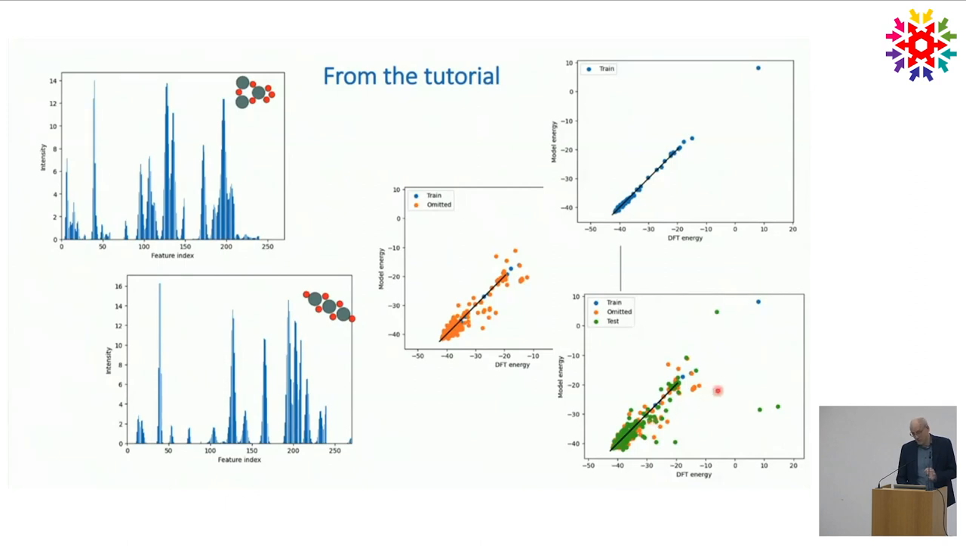Then we have the green points over here, and you can see now your model can make some really crazy predictions. Here we have DFT energies of the order -20 to -30, and the model predicts -38. Then one can go back, and that's your exercise. Go back and refine the model, have more data points to begin with out of the blue, orange data, and then see if that improves on the test set.